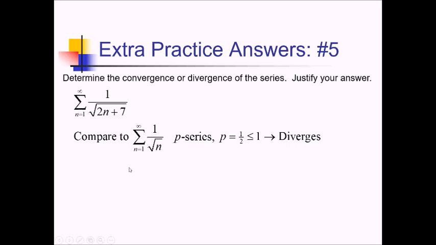To start that, I'm going to show that my original and comparison series are both positive. So my original is positive, and my comparison is positive, and that's going to be true for all n values 1 or greater. So now I just have to take the limit of the ratio of these two things. So limit as n approaches infinity of the original series over my comparison series.